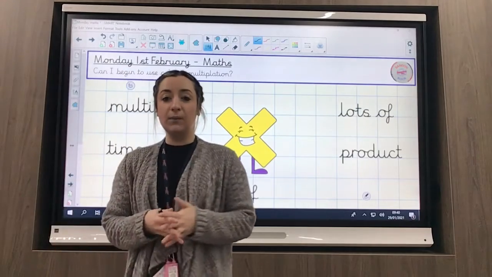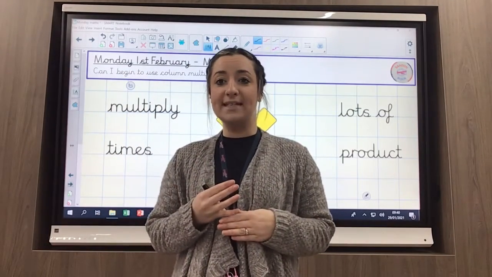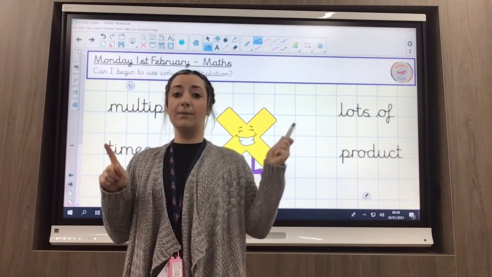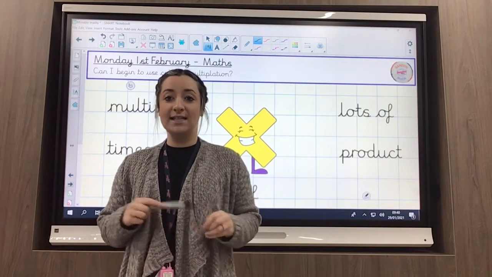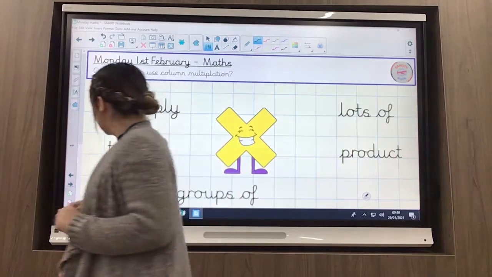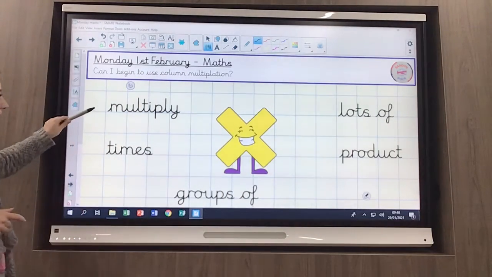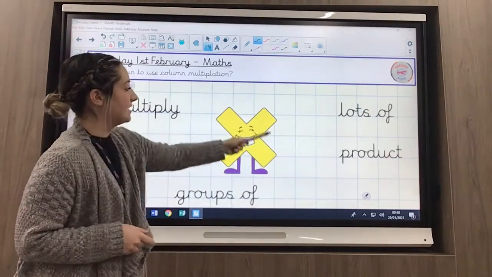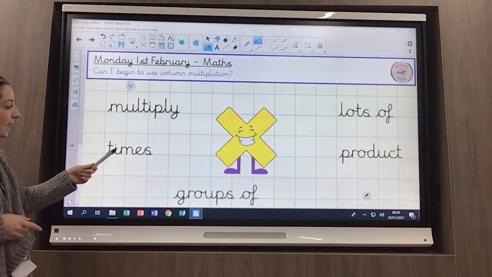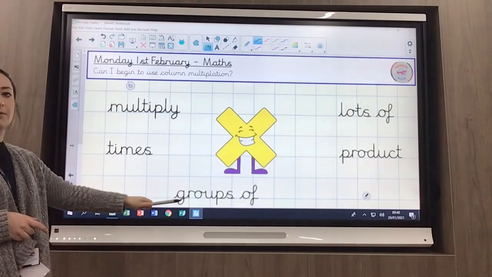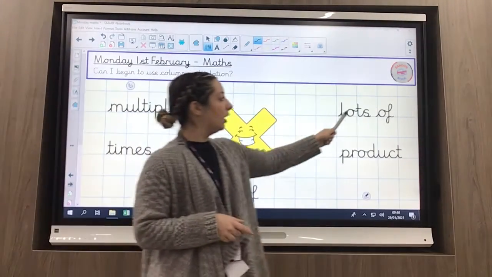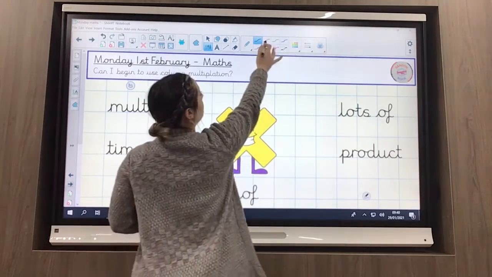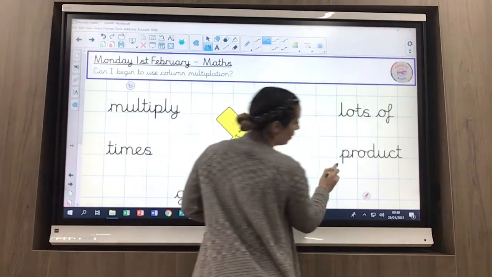Okay then, so hopefully we have finished our warm-up, we've got our brains into gear. Now, this is the board that we were looking at on Friday. I'm going to just recap some of these words to get them embedded in our brains. So, we looked at multiply, so we were quite familiar with that, and that would mean the same as this symbol here. Times, groups of, lots of, and product. And our new learning for Friday was our word product.